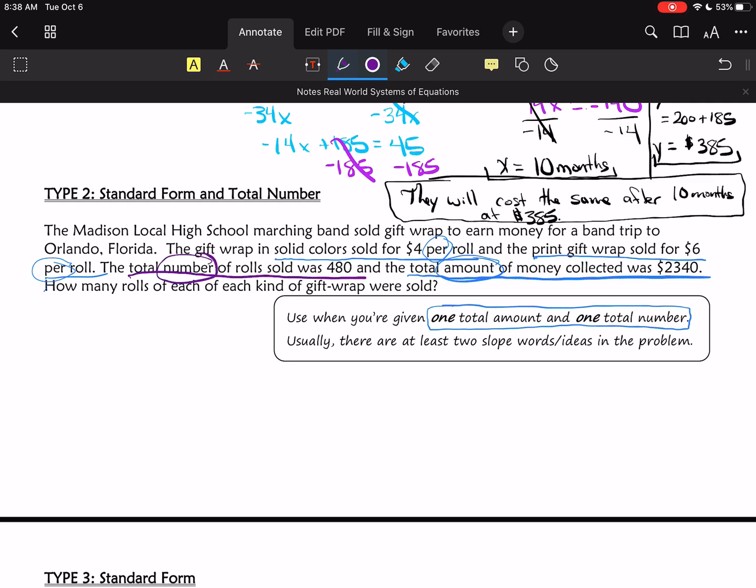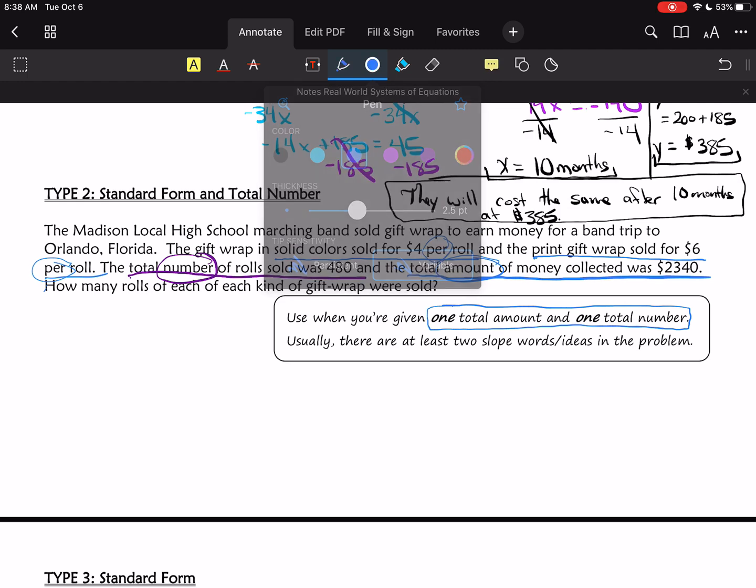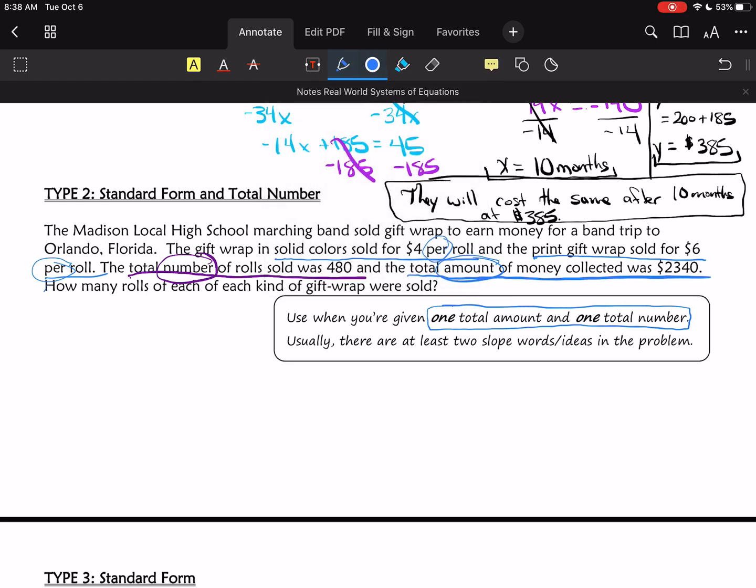Okay. Now, when I go to write my equations, we want to keep the same units in the same equation. So the thing that I always try and think about is I want to do, in this case, money, money, money. So I see that I have $4 per roll, $6 per roll, and then the total amount of money collected was $2,340. So money, money, money. All three of those numbers are going to go into the same problem.